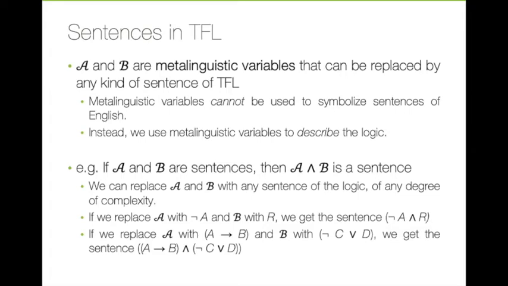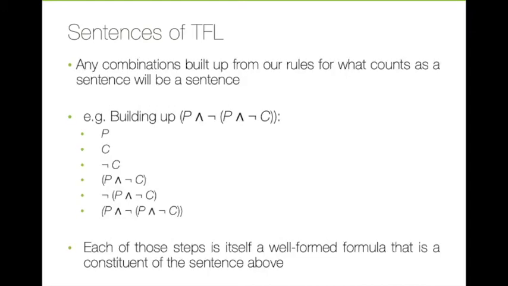But we could also replace curly A and curly B with slightly more complex sentences. A then B, and not C or D. That allows us to construct with this same rule the complex sentence, if A then B, and not C or D. Note that the parentheses mark the boundaries of each connective. So any combination of symbols in truth functional logic built up from those rules for what counts as a sentence will itself be a sentence.